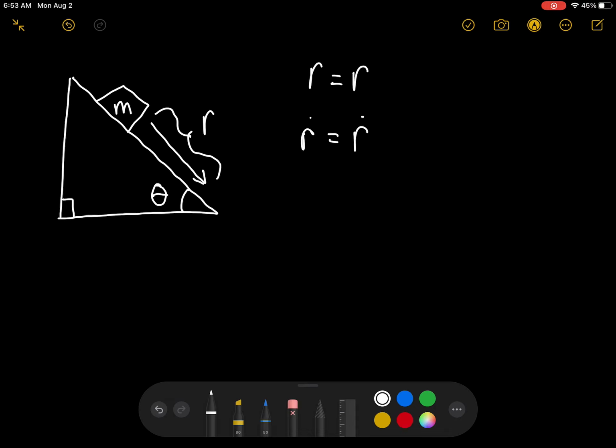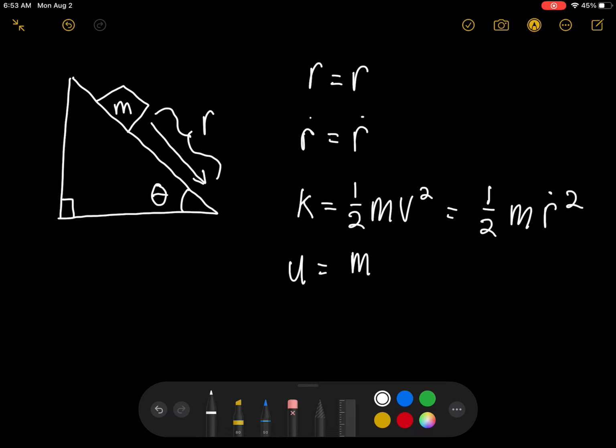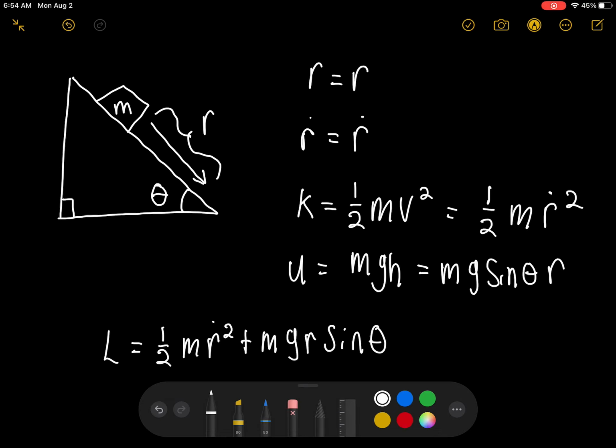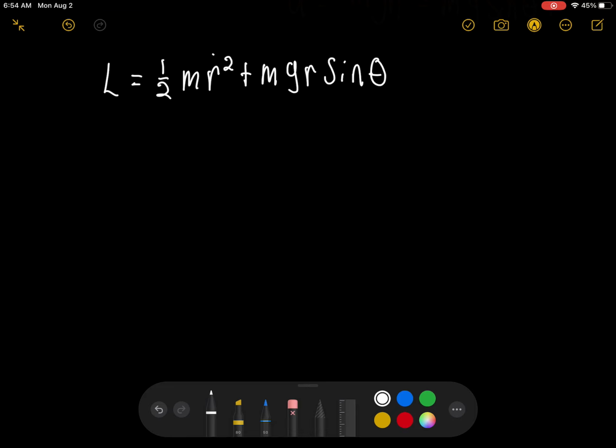So if we say that the kinetic energy is equal to 1/2 mv squared, well, the velocity, or the derivative of the position, is just equal to 1/2 m r dot squared. And finally, the potential energy is equal to mgh, where h, if you just solve with SOHCAHTOA, is sine theta times r, so mg sine theta times r. And finally, we can add both of these to solve for the Lagrangian. And from here on out, it's just a bit of tedious math, so I'm just gonna speed run my way through the math.